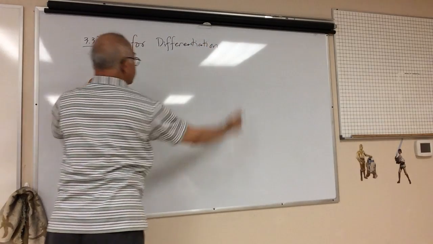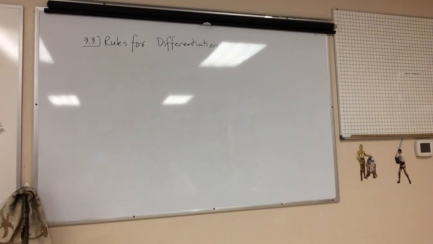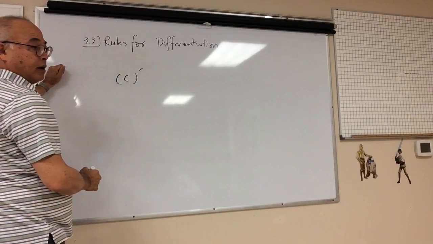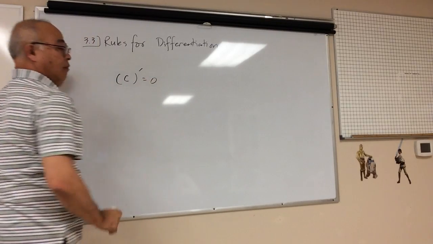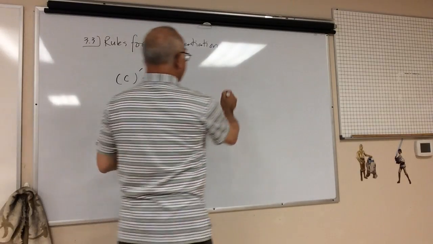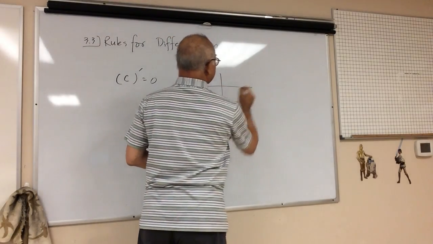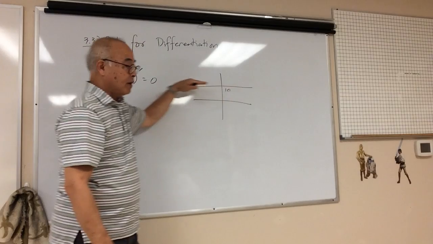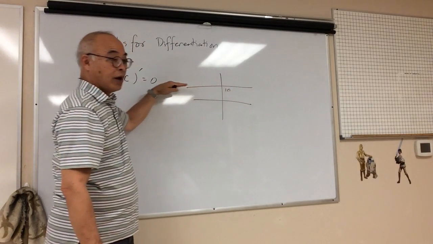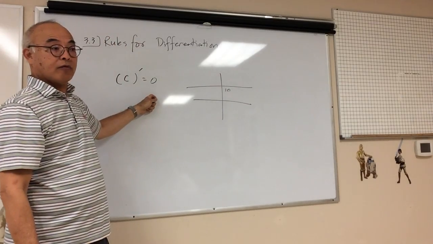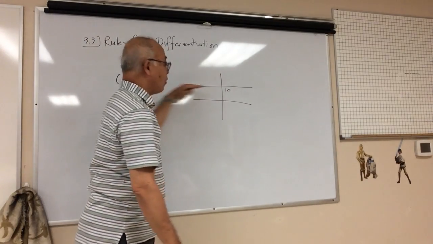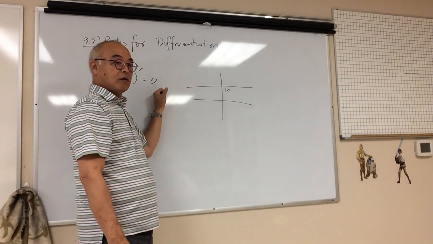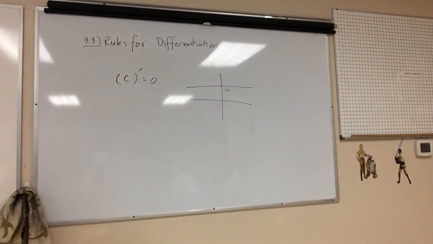Rule number 1 says the derivative of a constant. If I take the derivative of any constant, it's 0. If you think about this, it makes sense, because a constant function looks like this, correct? If this is 1 or 10 or whatever it may be, it's a constant, and the slope of this is 0 anywhere, regardless of what x is. Therefore, the derivative of any constant is 0. So think about that graphically, and you should be okay.